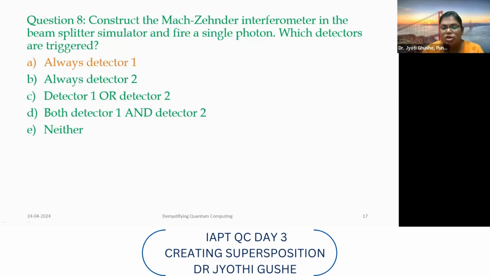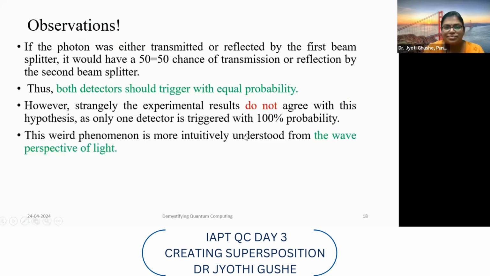Why is this happening? What is exactly happening over there? Okay, so let us go ahead. Our observations are that a photon was either transmitted or reflected by the first beam splitter. It would have a 50-50 chance of transmission or reflection by the second beam splitter. You have only answered the very first question, that it will be detected either in 1 or 2 when only the first beam splitter was placed.